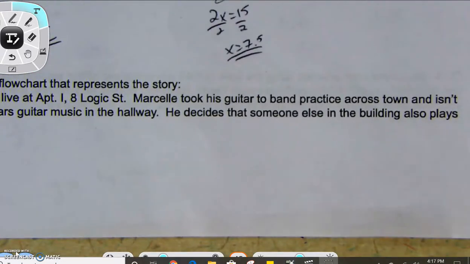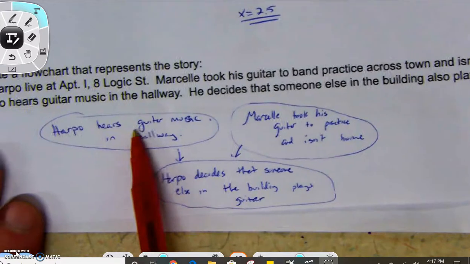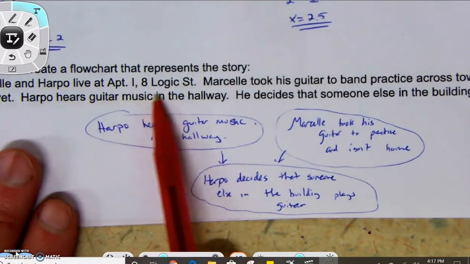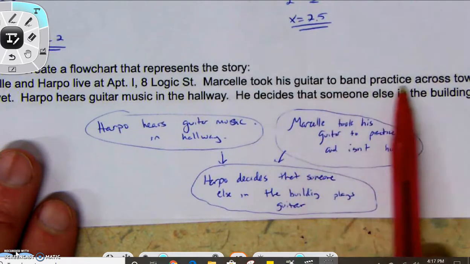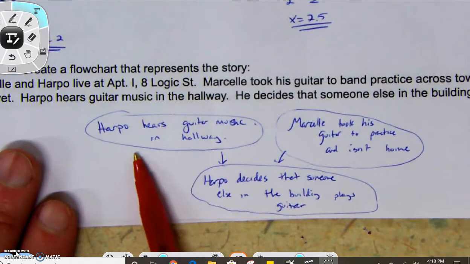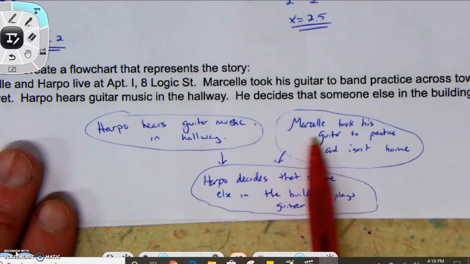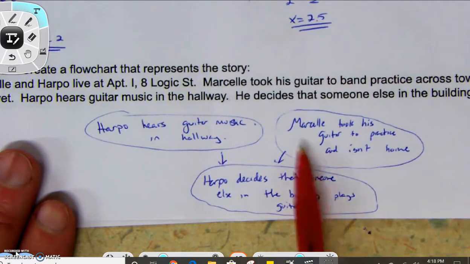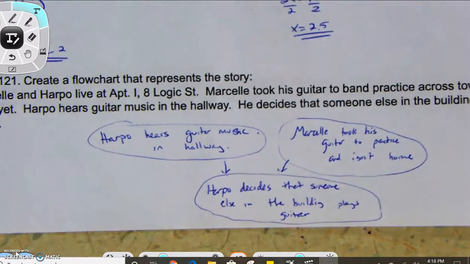Alright, flowchart. So we're making a flowchart just for time's sake of the video, because we're going to have to make a third one, unfortunately. But based off of that scenario, it says Marcel and Harpo live in apartment 1, 8 Logic Street. Marcel took a guitar to band practice. So Harpo hears guitar music. Also, Marcel took his guitar to practice, so because of those two facts, Harpo can decide that someone else in the building is playing the guitar.